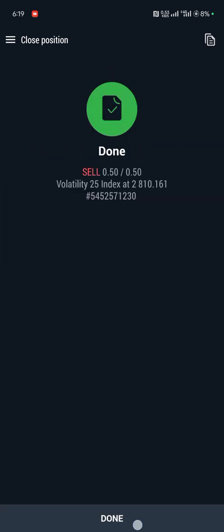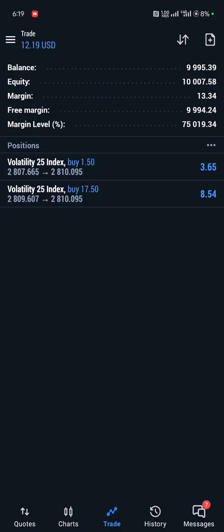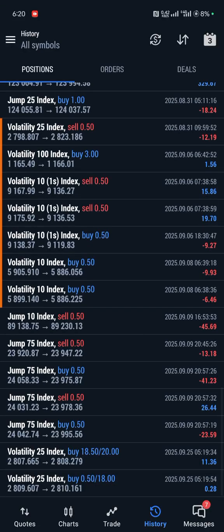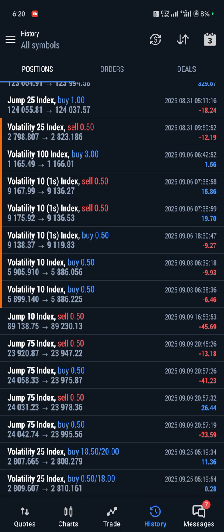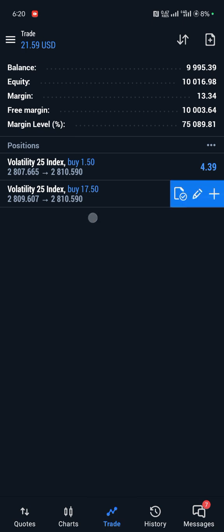Remember, it's 18 I was buying before. You see, it has turned to 17.50. That is, I've taken the profit of 0.5 from this trade. Here, I took 18.5, so it reduced to 2. That is like 18.50 minus 20. Are you getting? So this is just how this thing works.